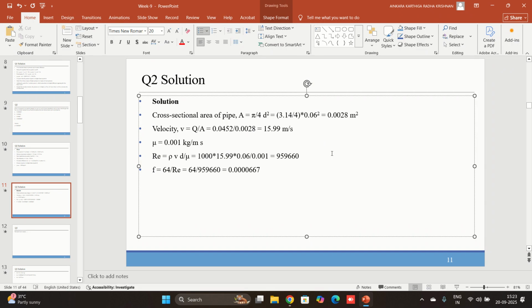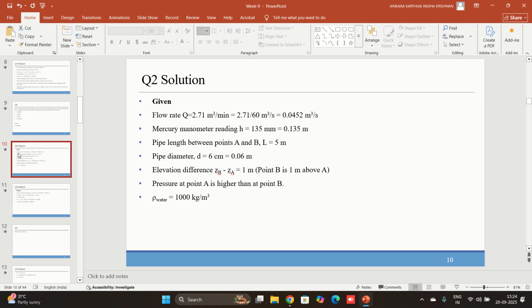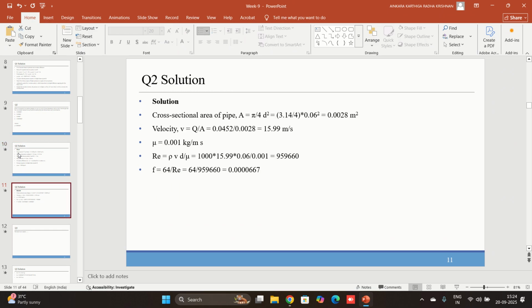So now we need to substitute it into Reynolds number. So Reynolds number formula is rho v d by mu. So it is 1000 into 15.99 into 0.06 meters divided by 0.001. It is 959,400.